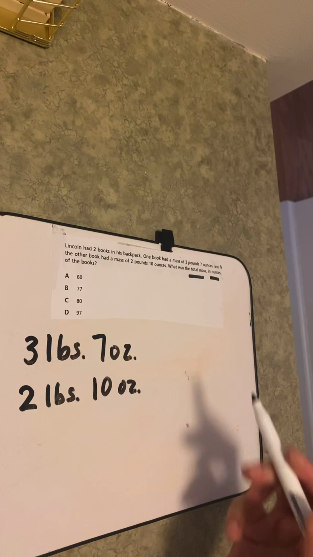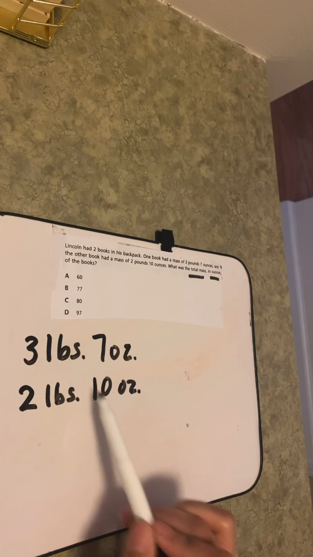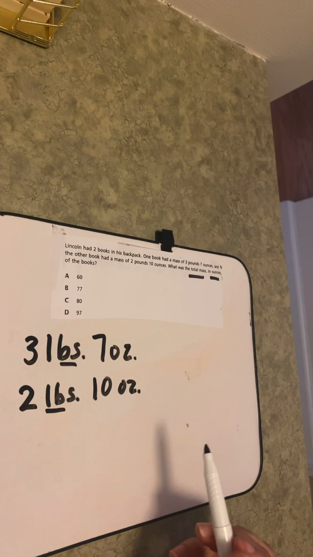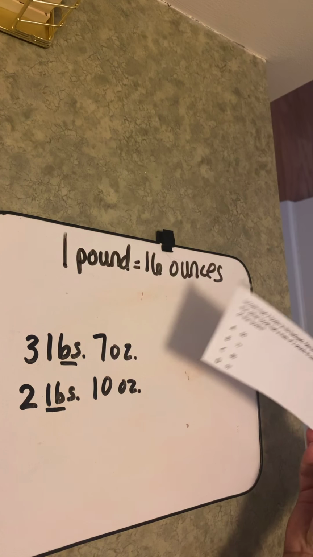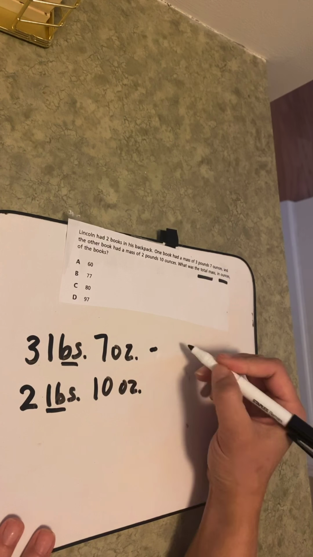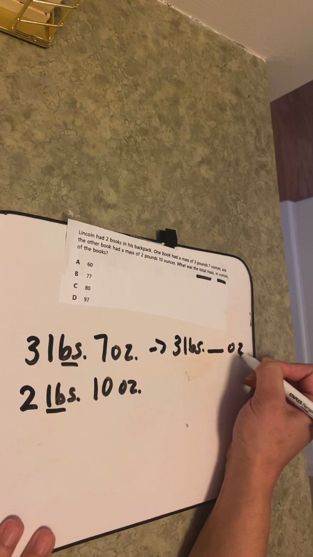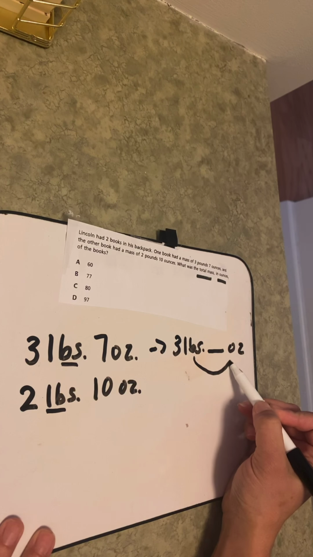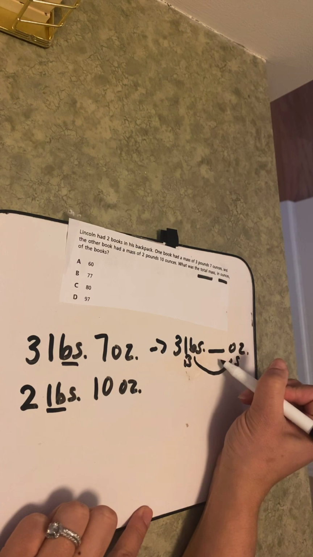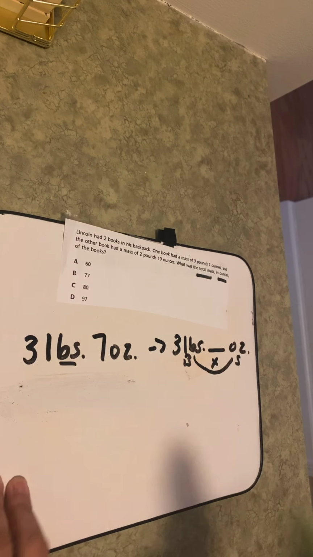Since they want our answer in ounces, I am going to convert the pounds for the first book and the second book into ounces. Just to remind you, 16 ounces equals 1 pound. So for the first one, the 3 pounds, we're going from big to small, so we're going to be multiplying.